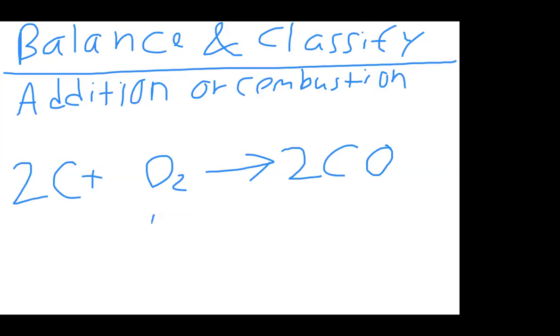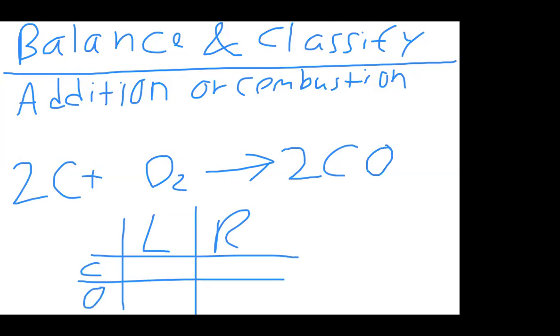Okay, now let's make our little table: left side, right side, and then our little atoms. We've got carbon and oxygen. Ruben, how many carbons on the left? There's 2. And how many carbons on the right? 2. How many oxygens on the left? 2. How many oxygens on the right? 2. Okay, so my scholars, is this equation balanced? Is this a balanced chemical equation, guys?